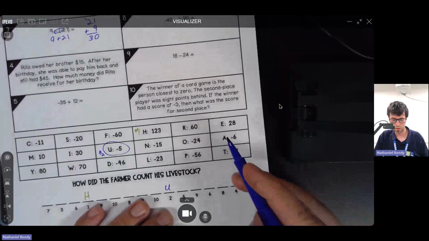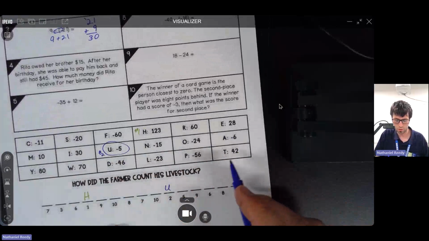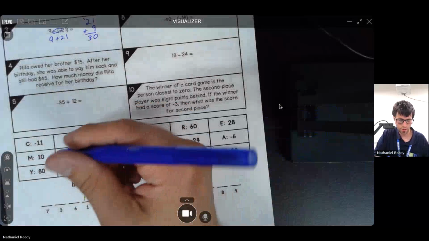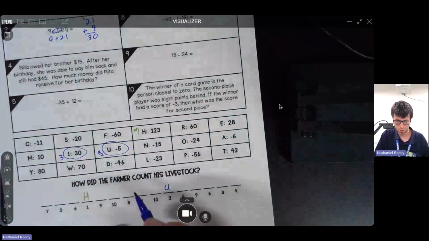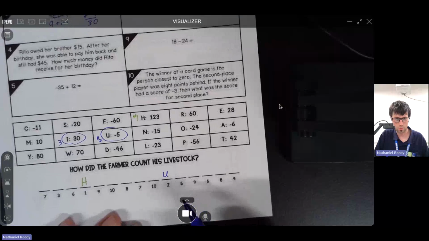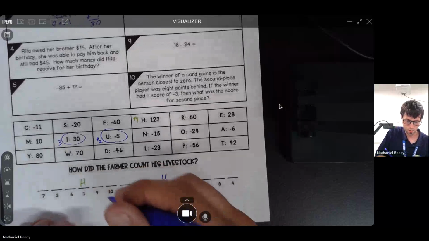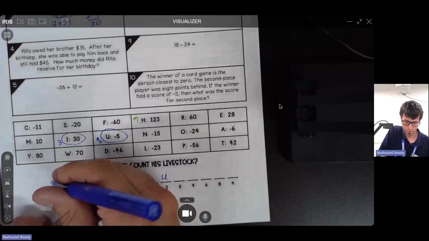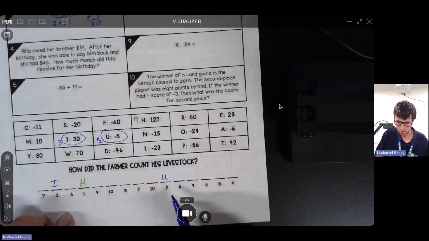So 3 is 30, where's 30, here we go, I-30, sounds like a highway. That's 3 right there. So 3 down here would be, I'm sorry, the I, yeah, I. Are there any other 3s?